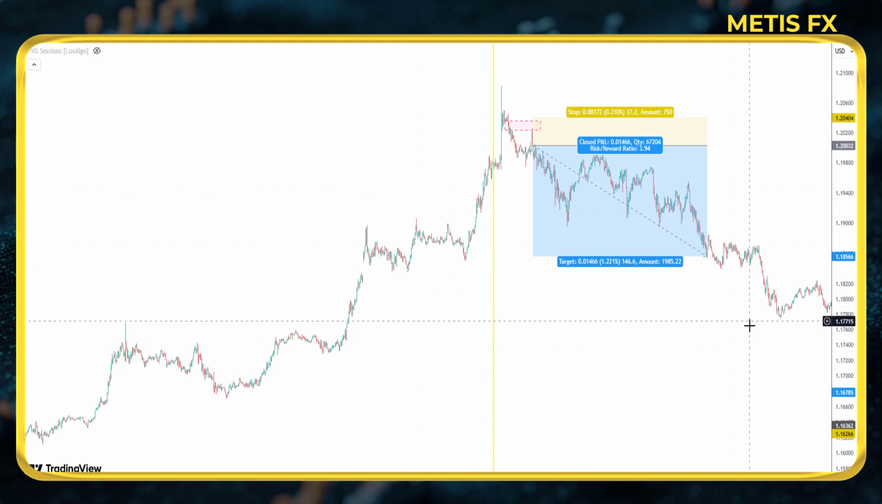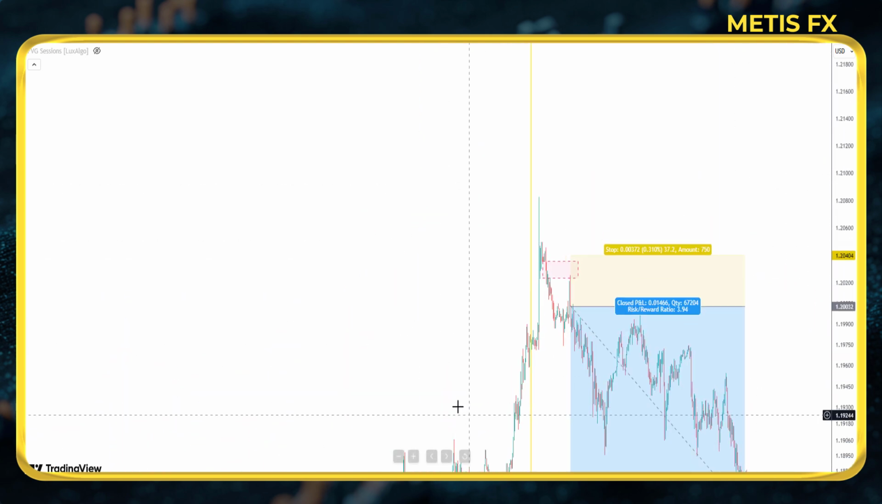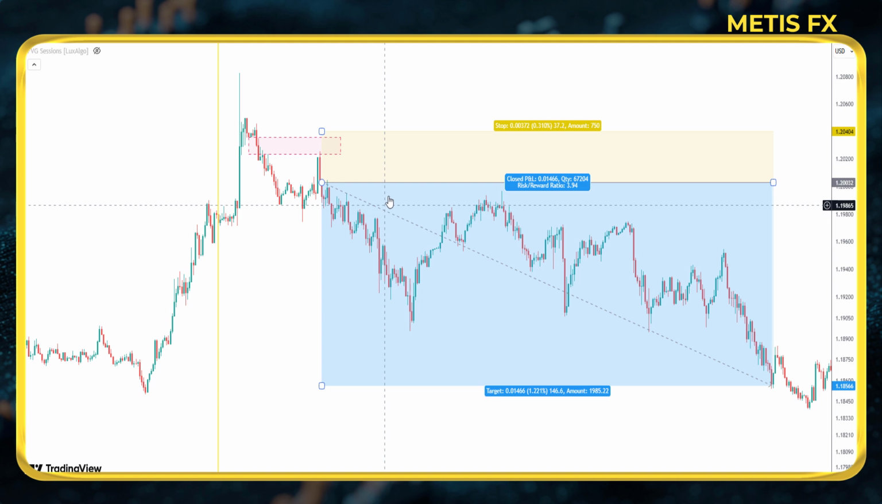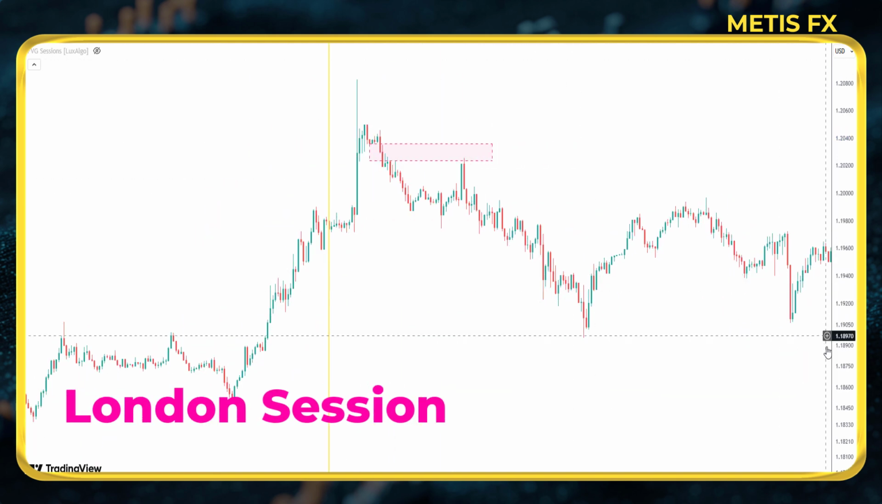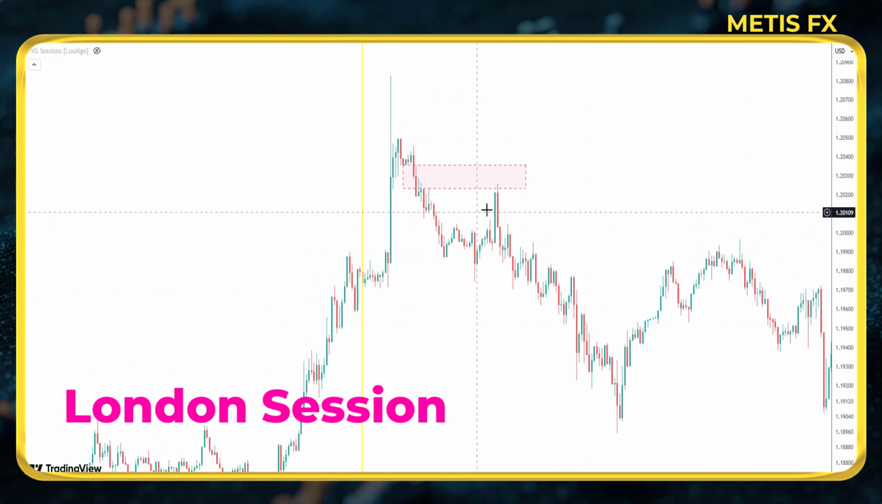This is an ideal box for trading because it has a good size and price returns to it exactly during the London session. The best time for this strategy is the London session. It does not work well during the New York session.